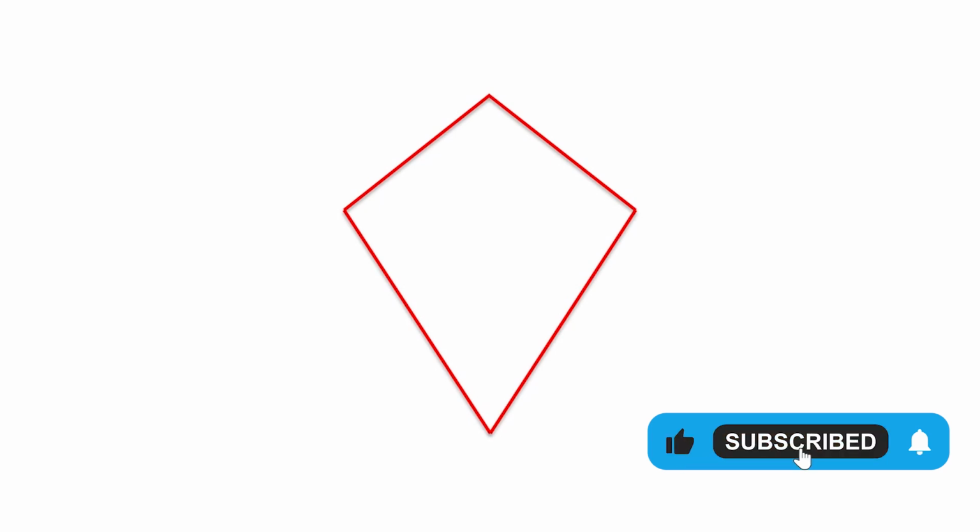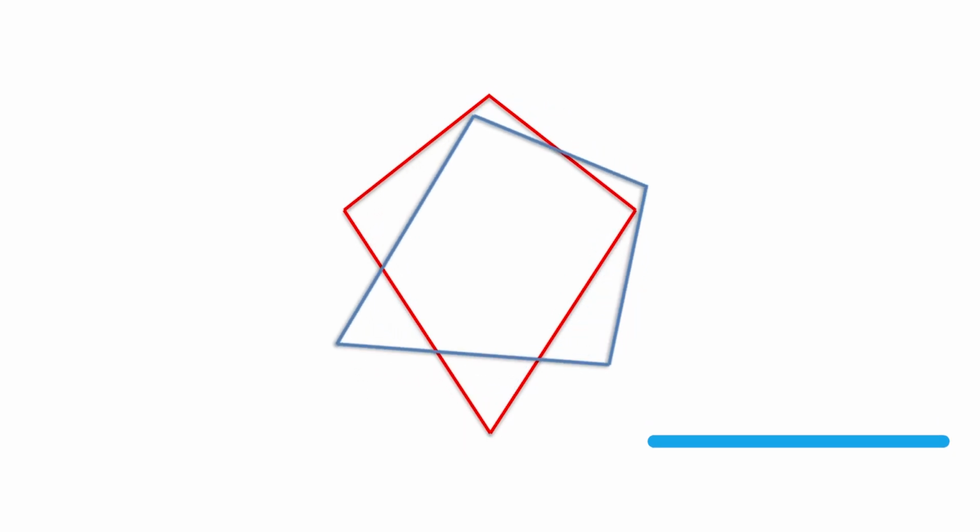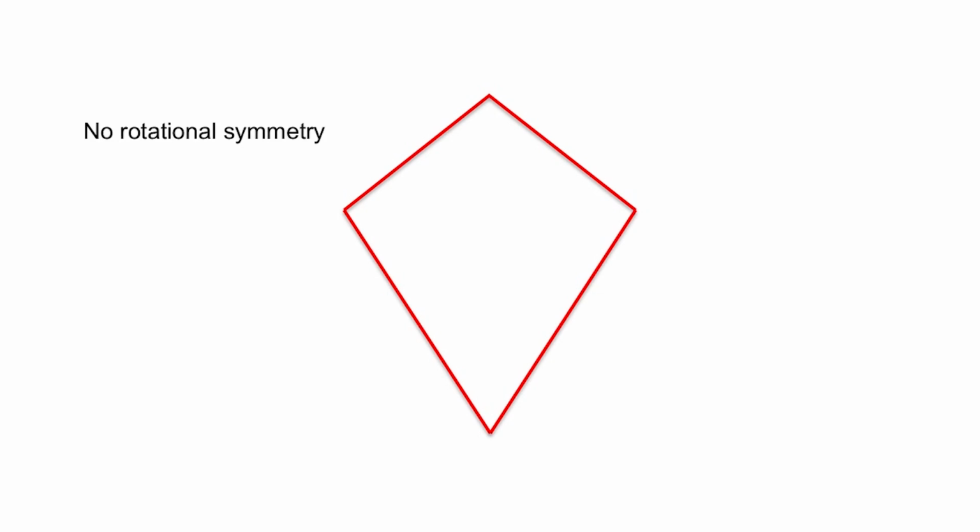The final shape we'll look at is a kite. Now you can see when we rotate this shape 360 degrees, at no point does it fit back on itself and give us the same shape. In this case, we would say that the shape has no rotational symmetry. Alternatively, we can say that it has rotational symmetry of order 1.